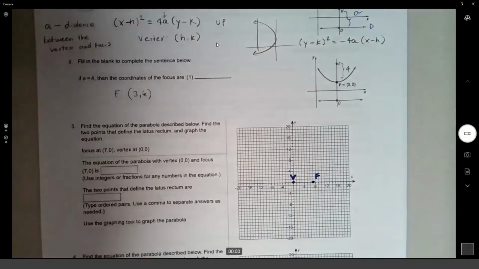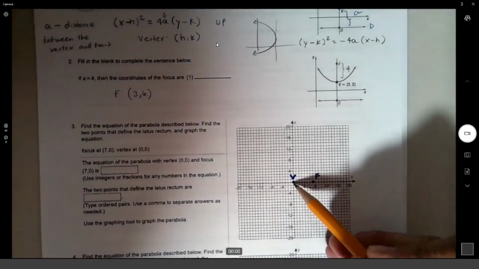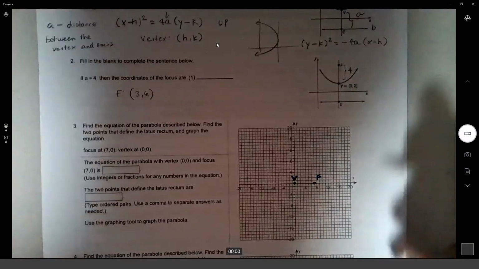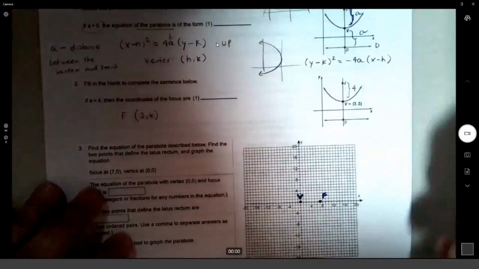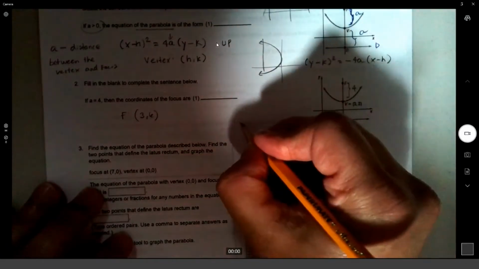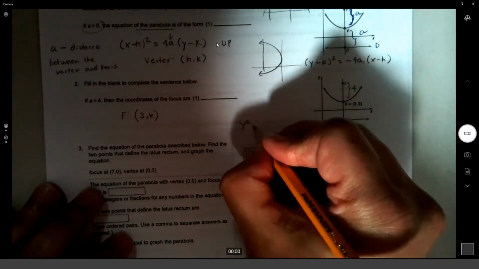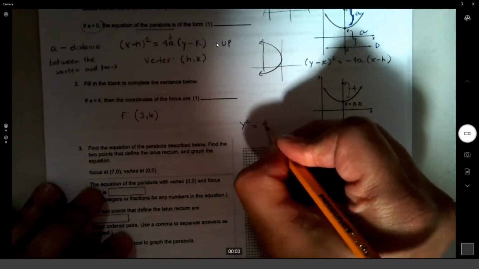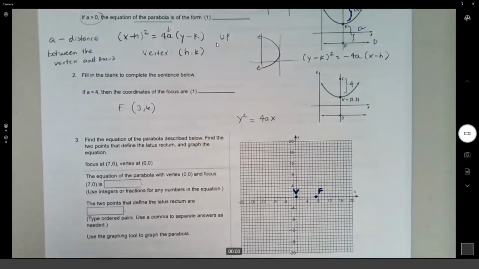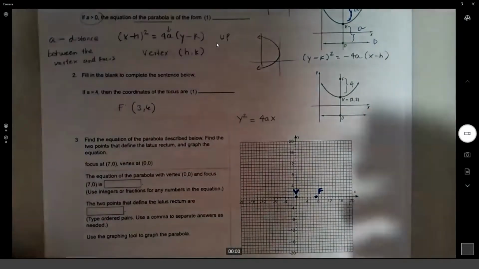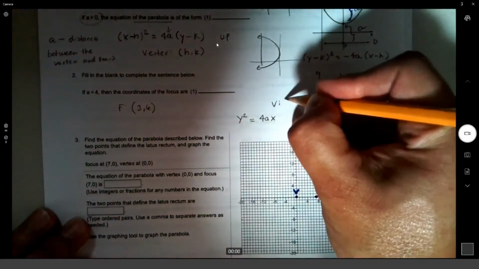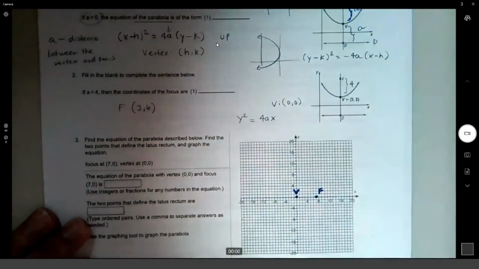Okay, so I know that this parabola will be opening to the right. So it will be of the form, because it's opening to the right, y squared is equal to 4ax. And you're wondering, well, where's the h and the k? Well, the reason why we don't see h and k is because the vertex happens to be 0, 0.